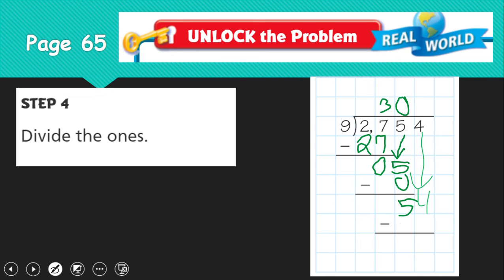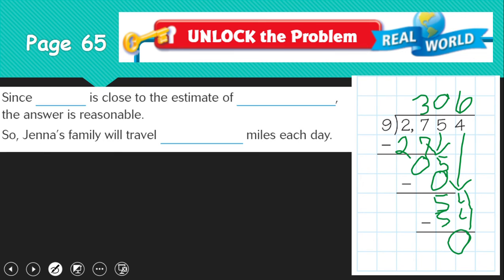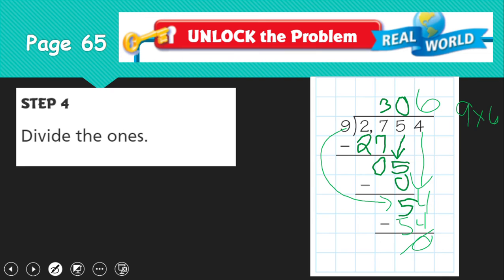Okay, now we're going to say, what number 9 times can go into 54 how many times? And you should know that that's a basic multiplication fact, which is 6. 9 times 6 gives me 54. So I go ahead and place my 6 up here. I subtract 54, and I get 0. So I have no remainder. So we state here that our answer is 306.